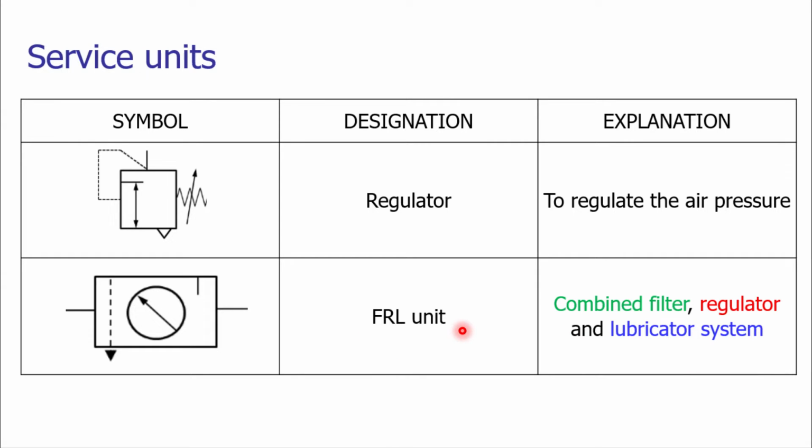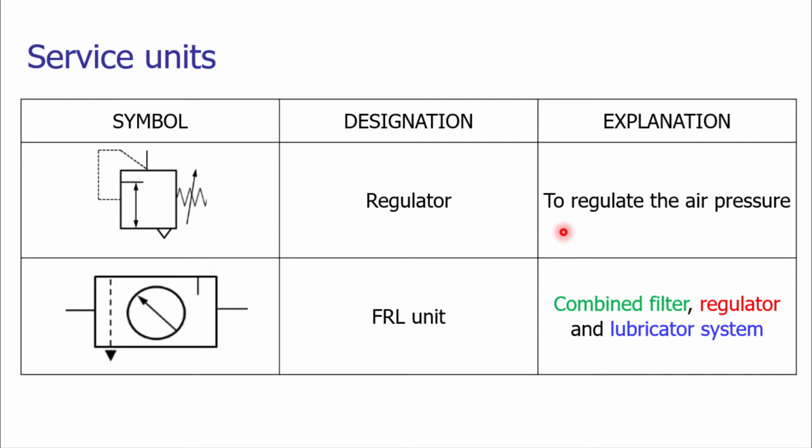The entire FRL unit, the service unit, which has the filtration, regulation and lubrication facility, can together be shown by using the symbol which is there on your screen. All three functions are combined together. This is to enhance the convenience of using this facility, because these three units are essential elements. They are compulsorily used during pneumatic operations.